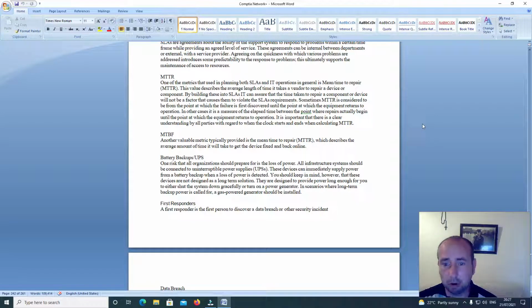Sometimes MTTR is considered to be from the point at which the failure is first discovered until the point at which the equipment returns to operation. In other cases, it is a measure of the elapsed time between the point where repairs actually begin until the point at which the equipment returns to operation. It is important that there is a clear understanding by all parties with regard to when the clock starts and ends when calculating MTTR.